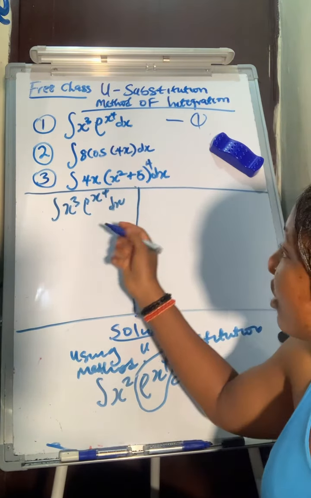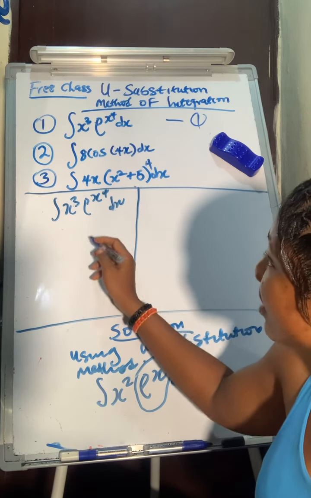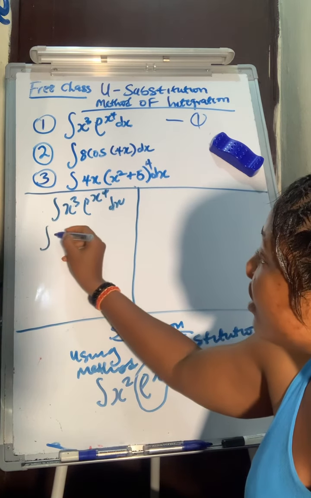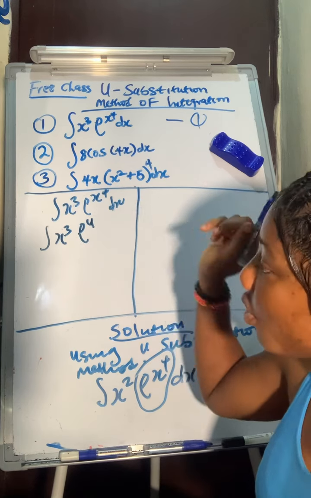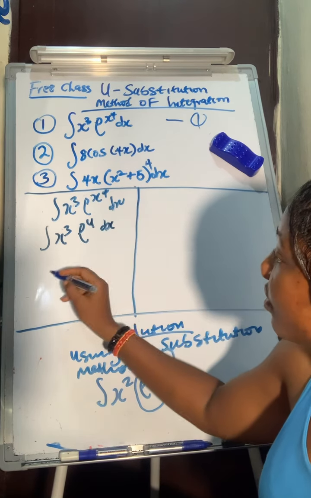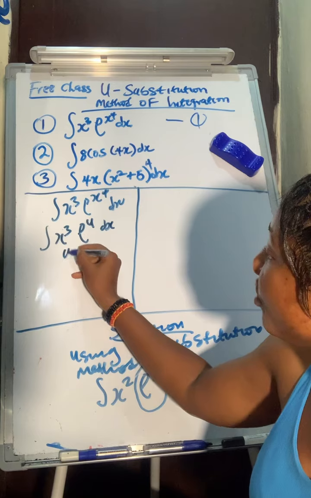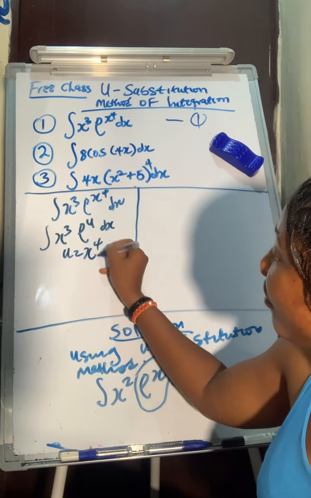Now, using your substitution method, we are taking this whole side. So we would call this the integral of x to the power 3 exponential u, the whole of this is u, dx, where u is equal to what? x to the power 4.